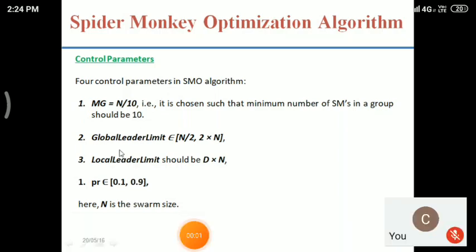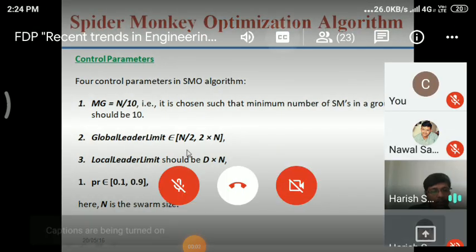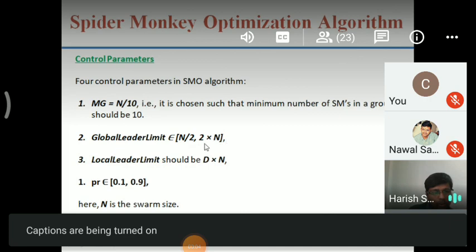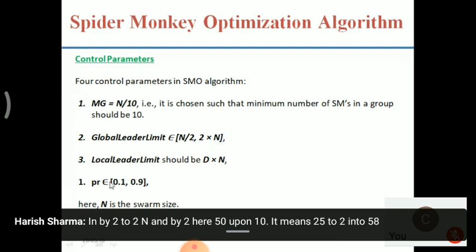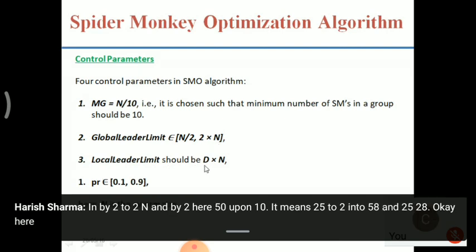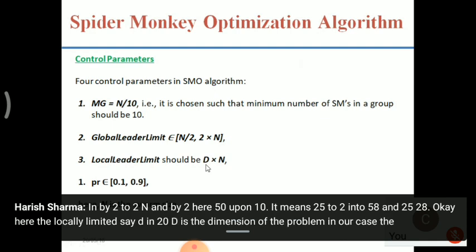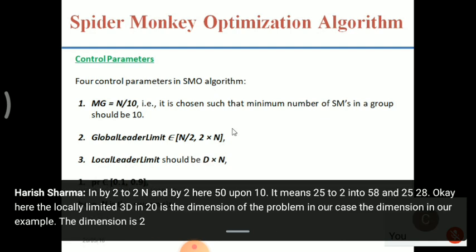So sensitivity analysis should be done of this global leader limit. Let's say the range is N by 2 to 2N. N by 2 here, 50 upon 2, means 25, to 2 into 50, which means 100. So 25 to 100. Here the locality limit is fixed, D into N. D is the dimension of the problem. In our example, the dimension is 2. So D into N is 2 into 50 equals 100. The locality limit should be 100.